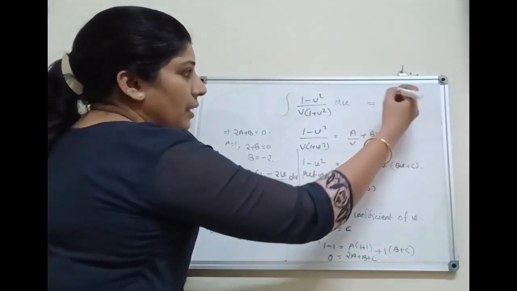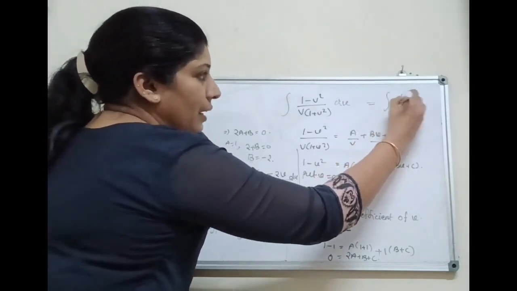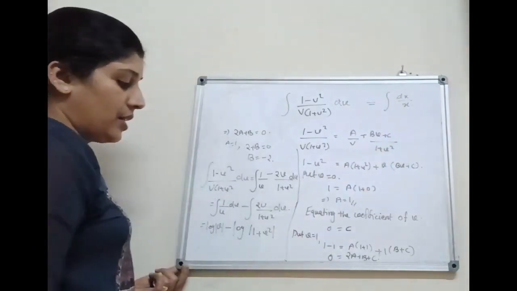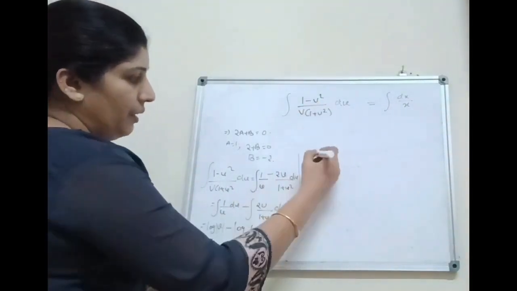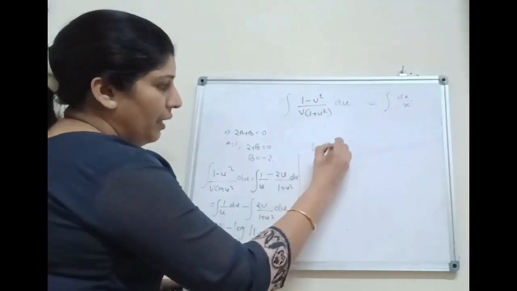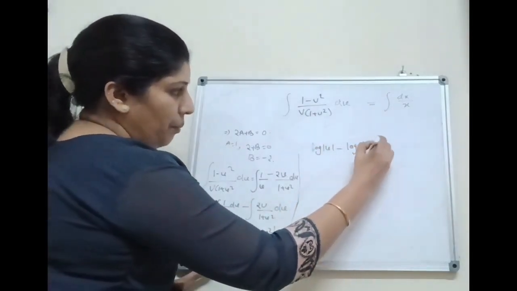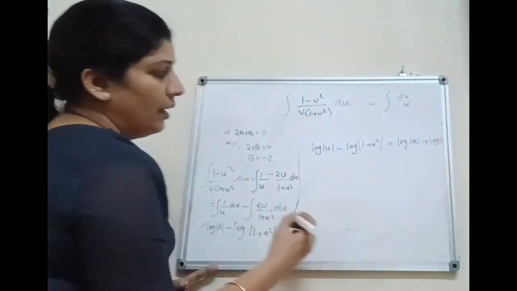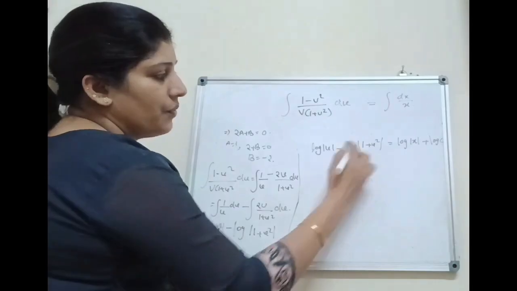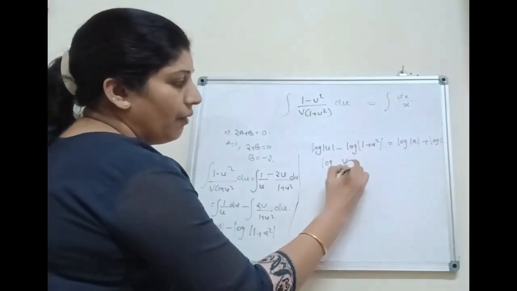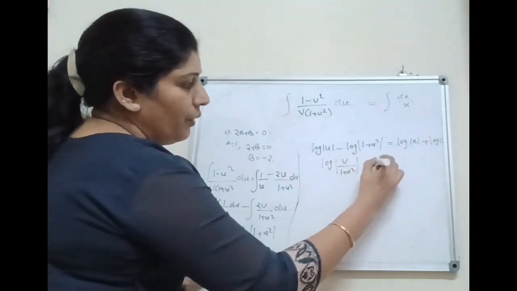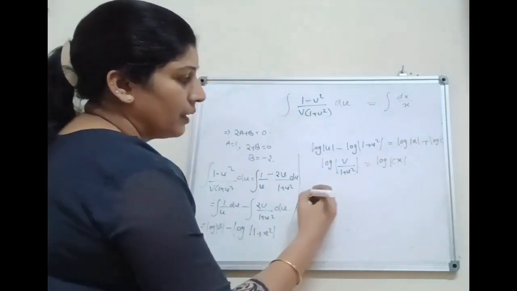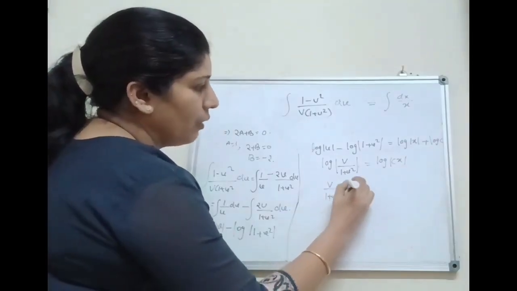Then the RHS is equal to integral dx by x, that is log x. Integral 1 by x dx is log x. So this side will be log mod v minus log (1 plus v square) equal to log x plus log c. That implies log v minus log (1 plus v square), that is log of v by (1 plus v square), equal to log x plus log c, that is log cx. That implies v by (1 plus v square) equal to cx.